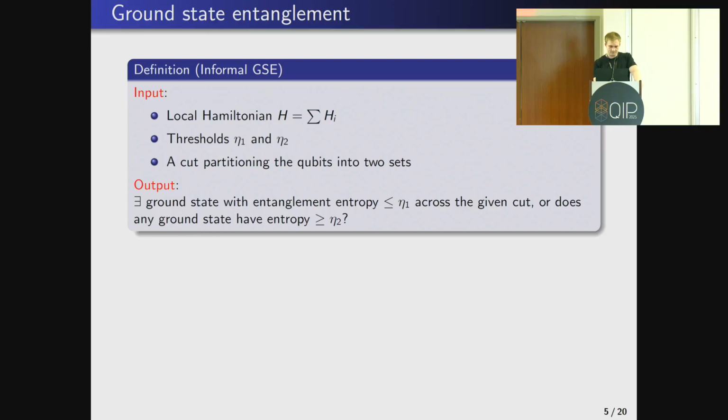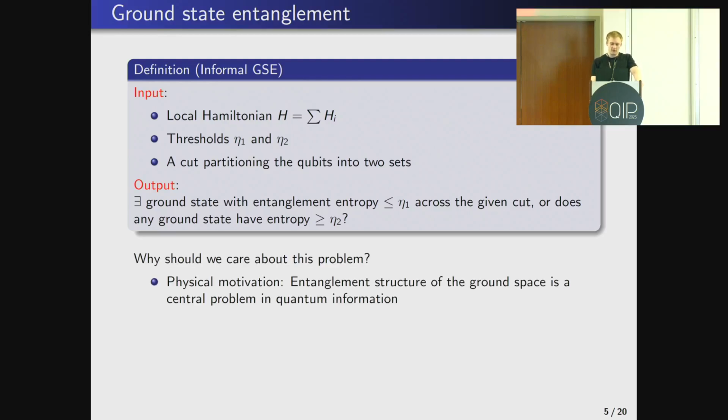The next problem we'll shortly be looking at is called ground state entanglement. We have somewhat of a similar setting. We are given a Hamiltonian, two thresholds, eta 1 and eta 2, and a cut partitioning the qubits into two sets. We ask whether there exists a ground state with entanglement entropy at most eta 1 across the cut we are given, or if every ground state has entropy bigger than eta 2. Now, this problem is very well physically motivated because entanglement structure is a central problem in quantum information. Also, you can listen to the next talk, which is also, I think, about ground state entanglement.